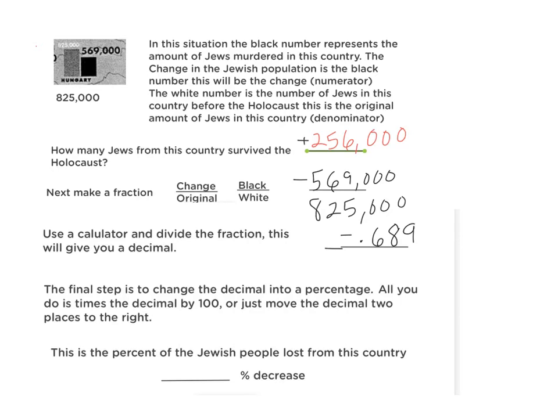So this was 68.9% decrease. In Hungary, the Jewish population decreased by 68.9%. And 256,000 were the number that survived, and 569,000 were the number that died, and 825,000 were the original number of Jews in Hungary prior to the Holocaust.